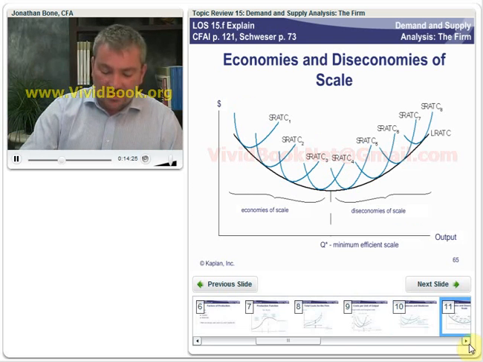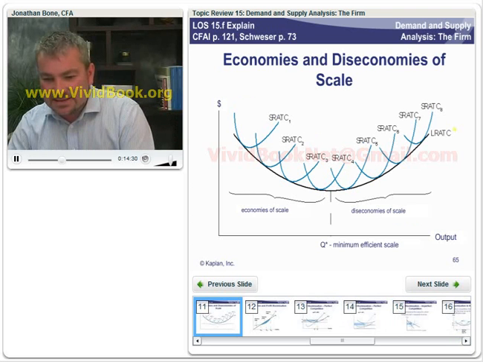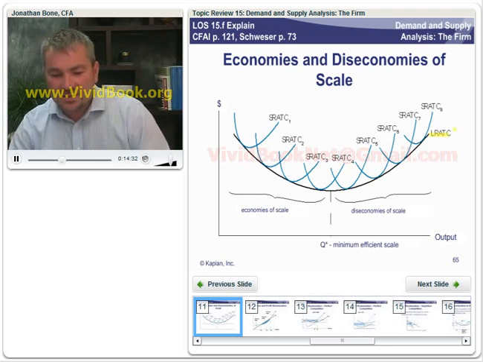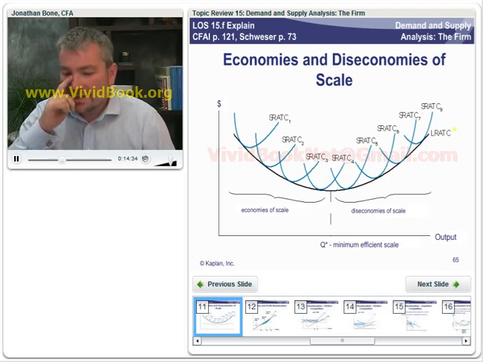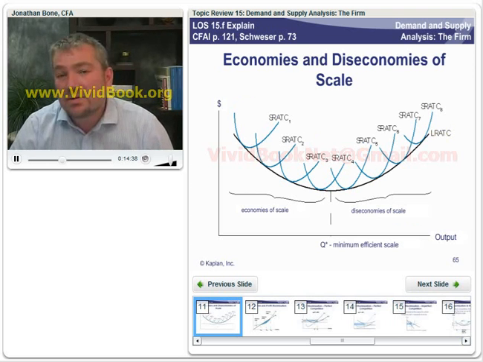Economies and diseconomies of scale. Well, remember what we said. What we're looking at here, notice, is the long run average total cost curve. Now, what we're going to argue here is that in the long run, there is no such thing as a fixed cost. Everything is variable because essentially you can change the size of your firm or even shut down.